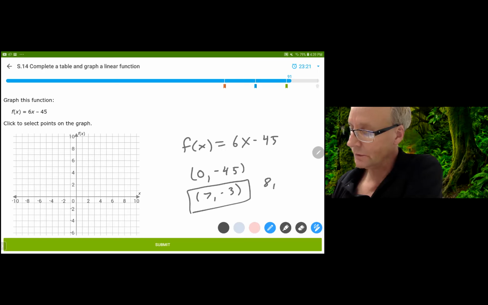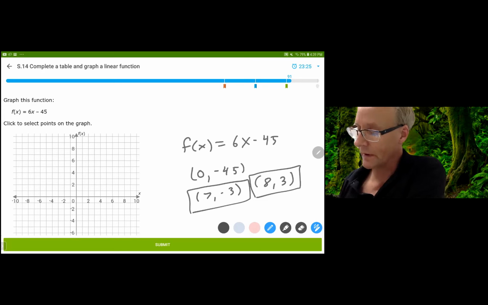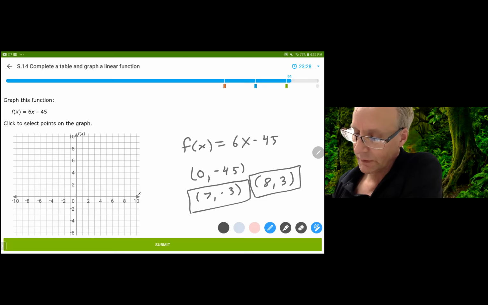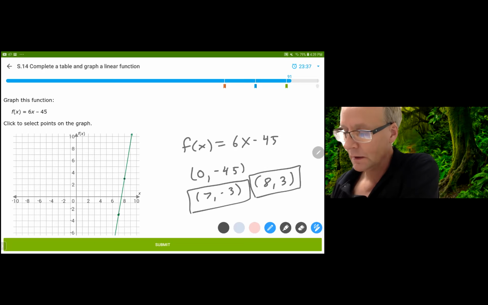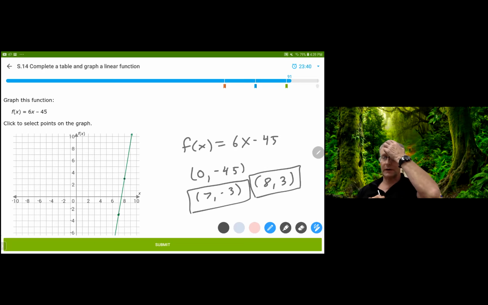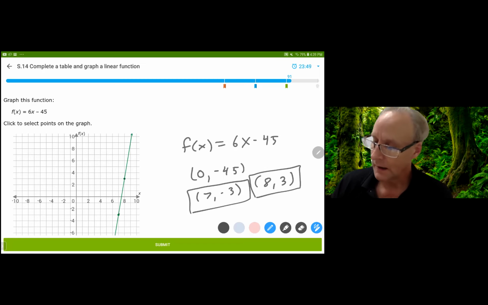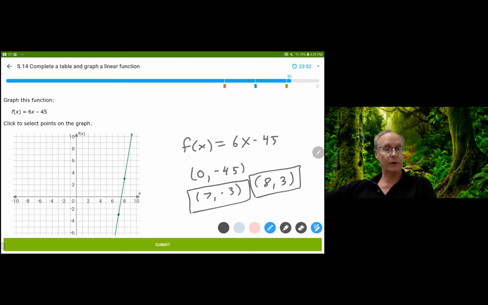How about if we graph those 2 points? Those 2 points are on our graph. 7, negative 3, that's going to be right there. And 8, 3 is going to be right there. Now, does that look like it has a slope of positive 6? Does it look like it's going up 6 and only 1 over? And sure enough, that's what it looks like. If I were to go all the way down to negative 45, it would actually cross the y-axis there. So there you have it.